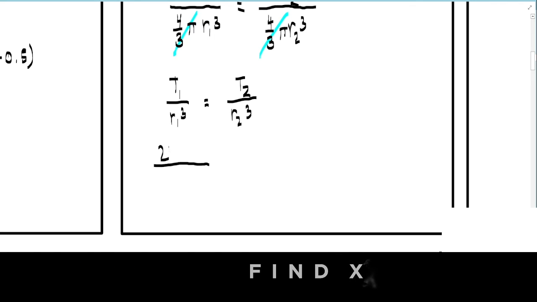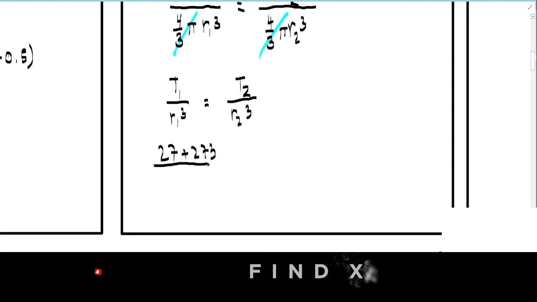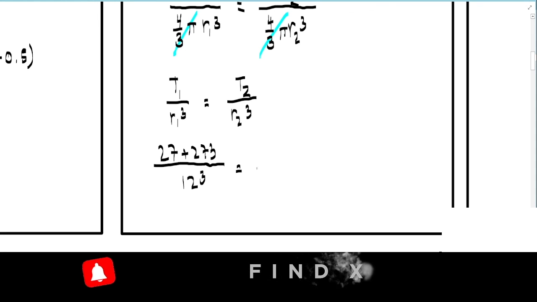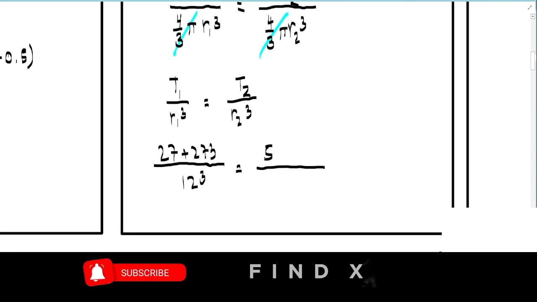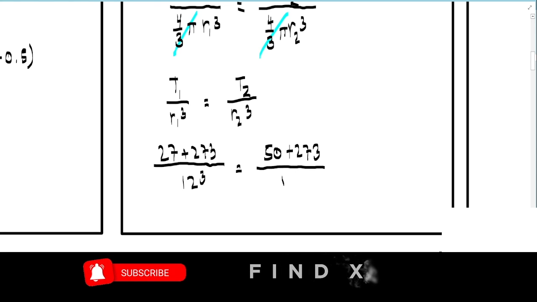So now, what are the givens? Substituting all the givens that we have. Remember for this one that T1 is still in Celsius, so we have to convert this into Kelvin by adding the factor of 273. The given is 27, so we have to add 273, all over R1. Now, what is the given for R1? We have 12 centimeters. So R1 will become 12 cubed, all equal to T2. What is the given for T2? That's 50, right? 50 plus 273 all over R2. That is the one that we are looking for, so we will just make it R2.